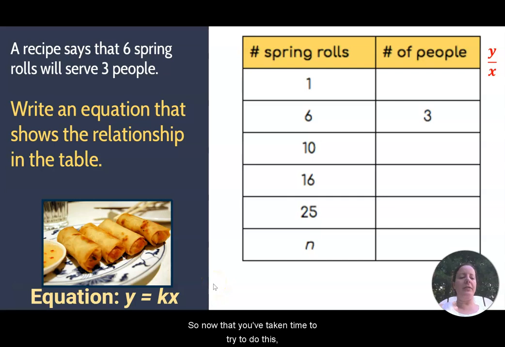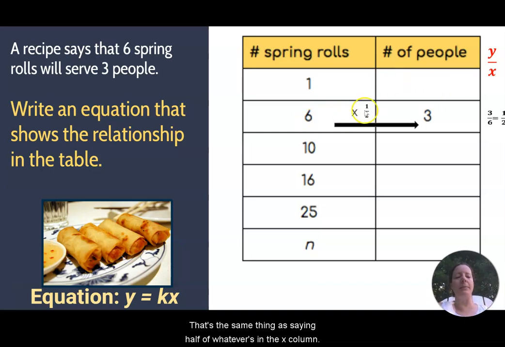So now that you've taken time to try to do this, we're going to use y over x, which is 3 over 6. I'm going to use the two values that are given in the table. This is the y, 3 over 6, which simplifies to 1/2. We're going to multiply by 1/2. Remember, that's the same thing as saying half of whatever's in the x column. Half of 6 is 3.